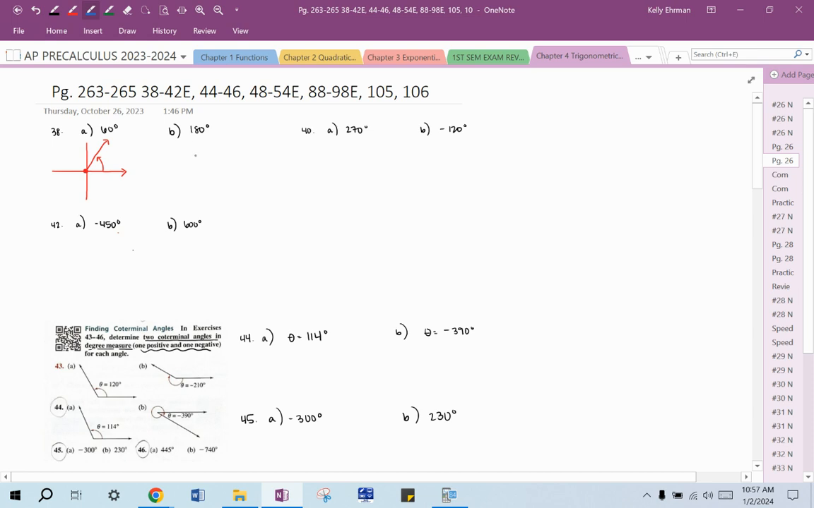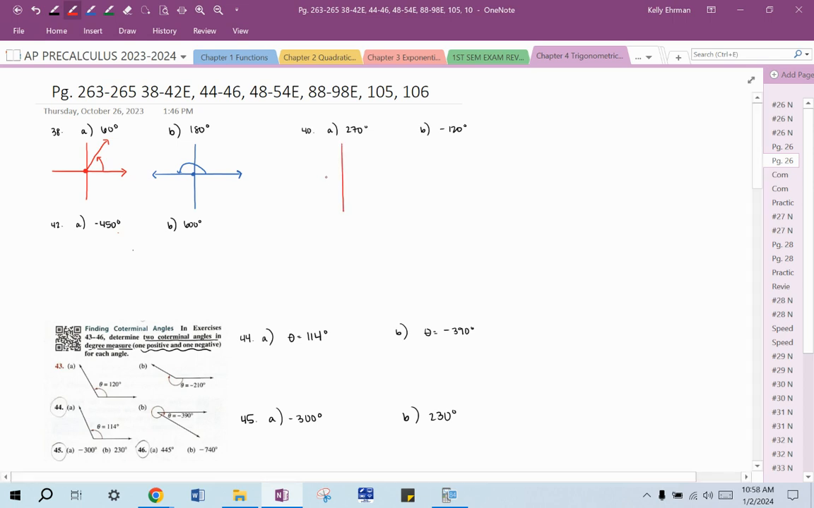For part B, 180 degrees. Vertex at the origin, initial side positive x-axis. 180 is a straight angle like this, rotates that way. You need to show the rotation direction arrow. Otherwise, there's no way to know if you just sketched a positive or a negative angle or if it goes around more than once.